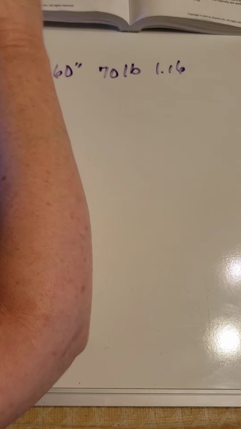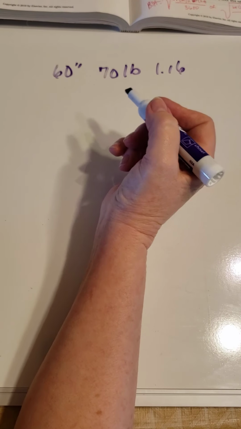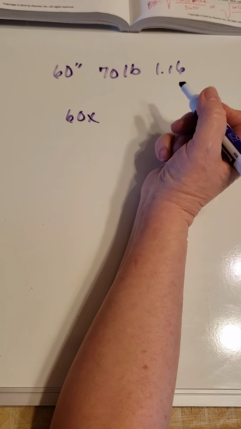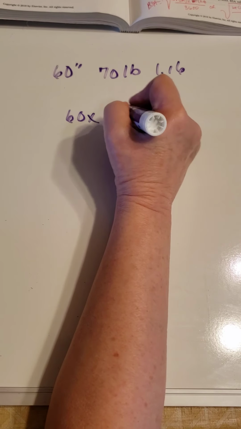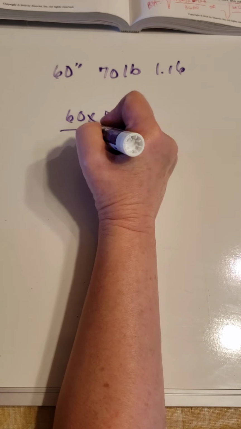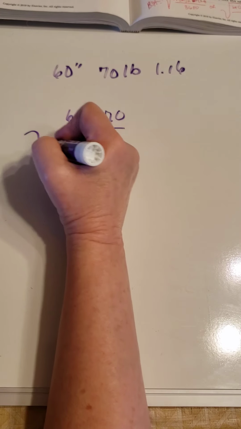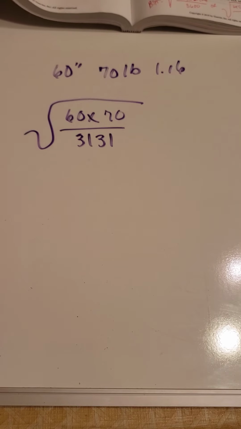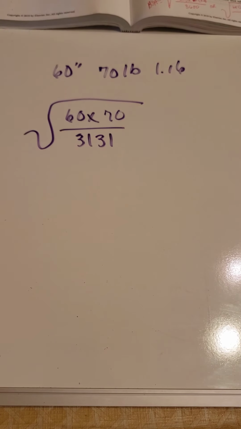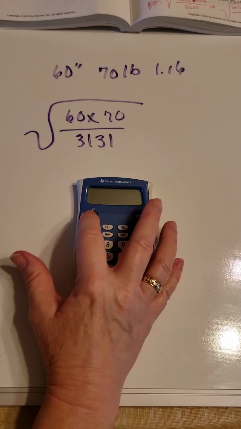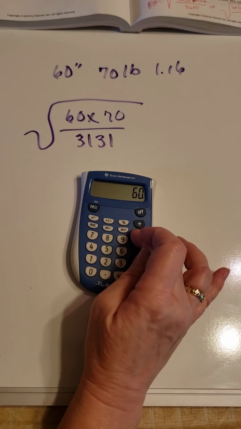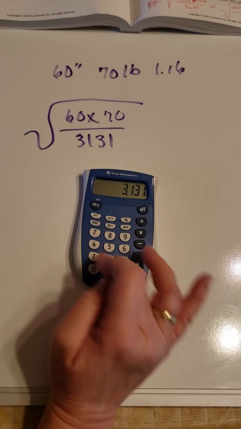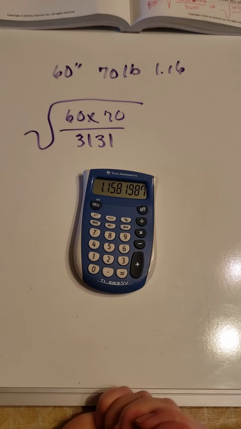So the calculation for that is the height in inches, which is 60, times the weight in pounds, which is 70, divided by 31, and then we take the square root of that. So if we were to do that on our calculator, we would do 60 times 70 equals, divided by 31 equals, and then the square root key.